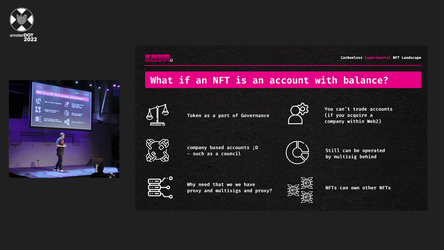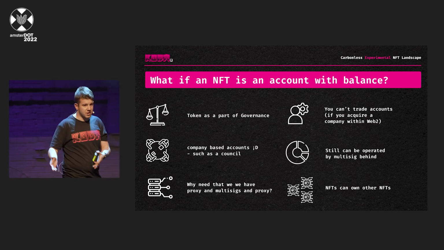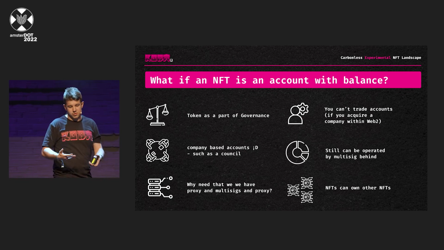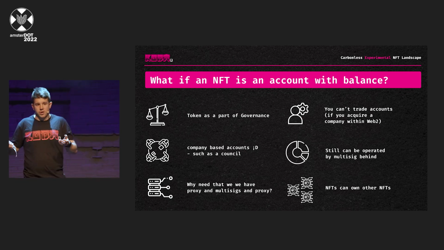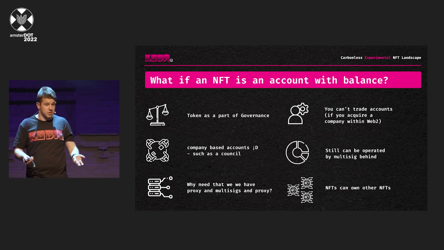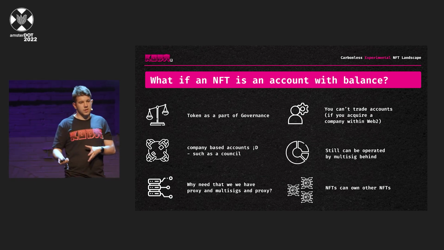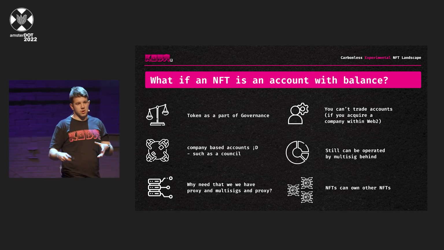It's nice. And you may ask, why do you need this? Because we have proxy accounts and multisig in Substrate. The premise is simple: you can't trade these accounts. You can't say, this is my private key, use it, and give me, I don't know, 10 Kusamas. Now, you can use the secondary markets and actually sell your NFT to someone else. So basically, in the Web2 world, you can say you are acquiring another company, because the NFTs can hold other NFTs. And the best feature is we don't want to abandon the multisigs and the proxy, and you can still operate them behind.